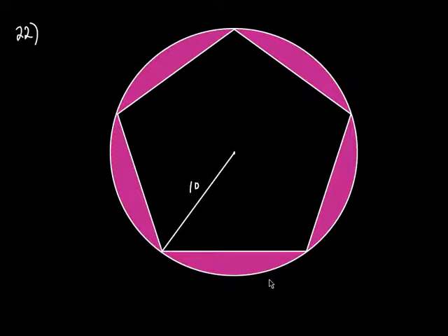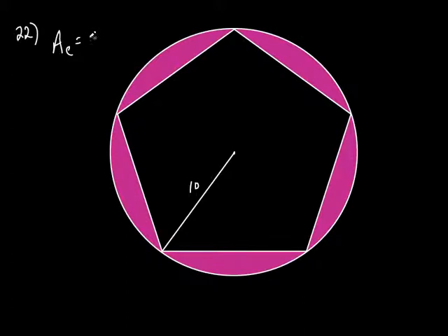So we want to find the area of the shaded portion. Okay, so basically, in general, what are we going to do? We're going to find the area of the circle, the area of the pentagon, and then subtract them, okay? So the area of the circle is easy because you already know the radius of it, right? So what's the area of the circle?